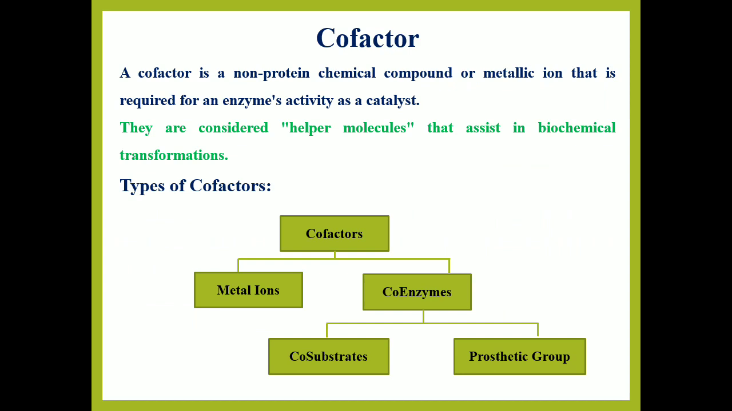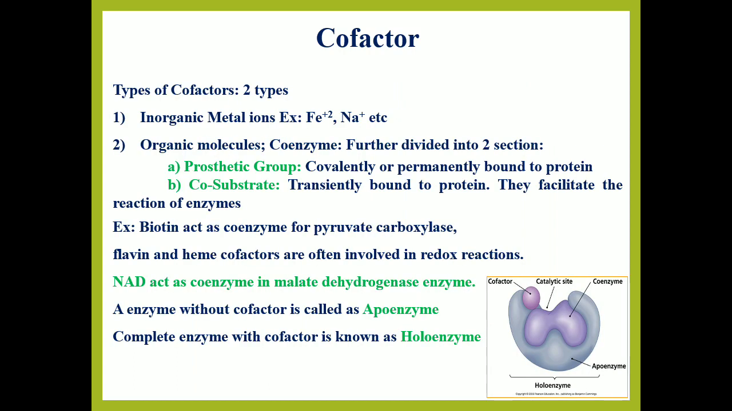Here the other entity is known as a cofactor. They are helper molecules which help enzymes in the biochemical transformation. They are non-protein chemical compounds. They can be classified into two categories: inorganic or organic. Inorganic entities are metal ions, while organic compounds are known as coenzymes. These coenzymes can be further classified into two categories on the basis of their binding nature. It can be a prosthetic group or it can be a co-substrate.